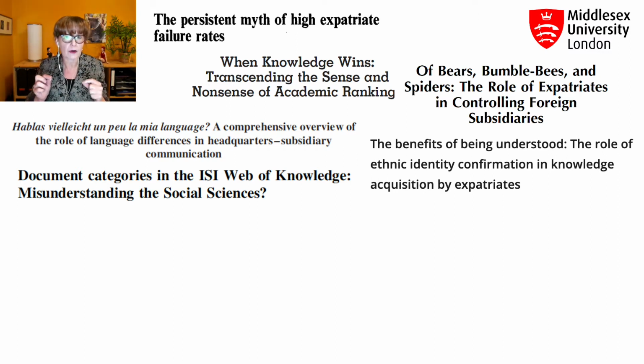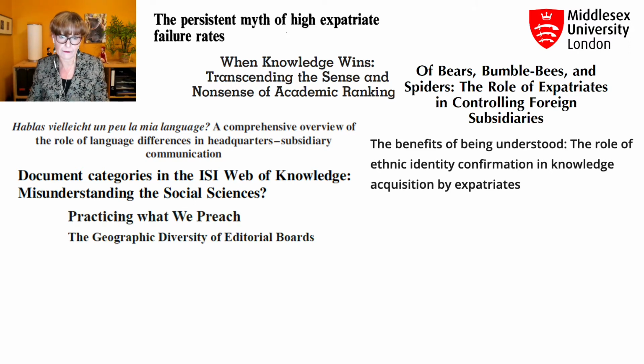But then a provocative subtitle, Misunderstanding the Social Sciences. So in that article I show that the way that the Web of Knowledge classifies articles really shows that they have no clue how the social sciences operate. This one is about geographical diversity of editorial boards, and it has the main title Practicing What We Preach. So in our field we preach diversity, but do we also show this in the editorial boards of our journals?